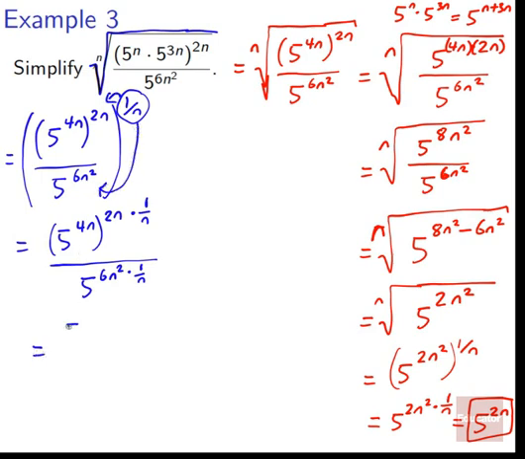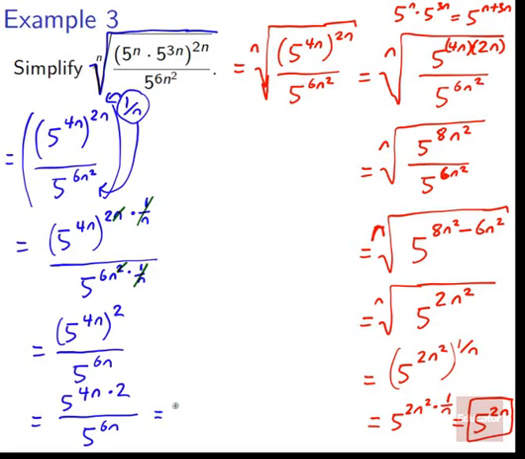5 to the 4n, well, these n's cancel out. This 1 over n cancels out the squared, leaves the n, so we've got 5 to the 4n squared over 5 to the 6n. 5 to the 4n times 2, because it was exponentiation on exponentiation, still 5 to the 6n, equals 5 to the 8n over 5 to the 6n equals 5 to the 8n minus 6n, which, hey, that equals 5 to the 2n just as well.